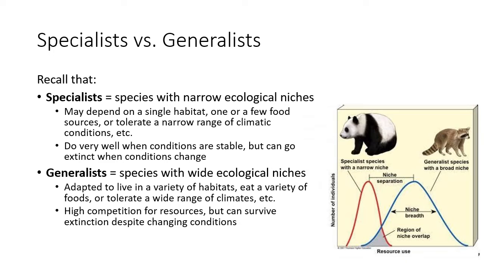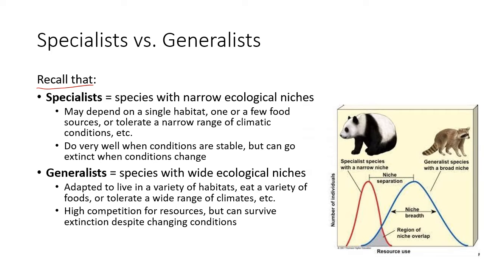And we've already talked about specialists and generalists. So just remember what those two things are. Remember that specialists are species with narrow ecological niches, and they often will depend on a single habitat, maybe one or a few food sources, and tolerate a narrow range of climatic conditions. One or more of those things, as well as some others. They do very well when conditions are stable, when the bamboo forest is continuing for tens of thousands, hundreds of thousands, couple million years. Pandas are going to do very well because they are specialized for eating bamboo. But they can go extinct when conditions change. So if the bamboo forest disappears, then the panda will disappear with them.